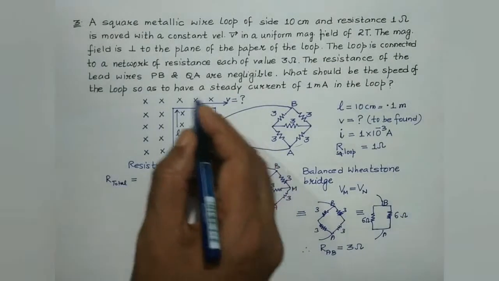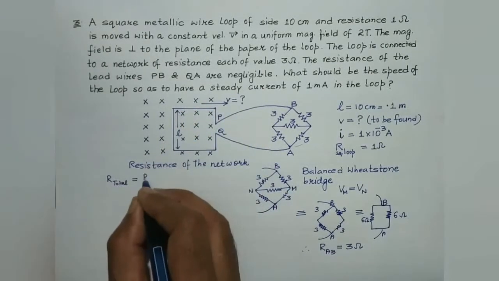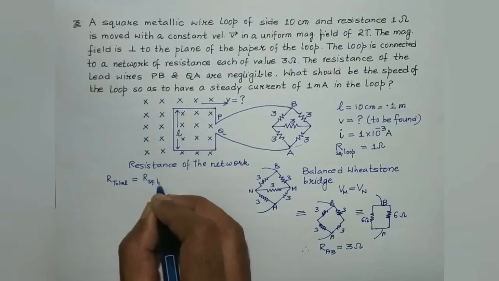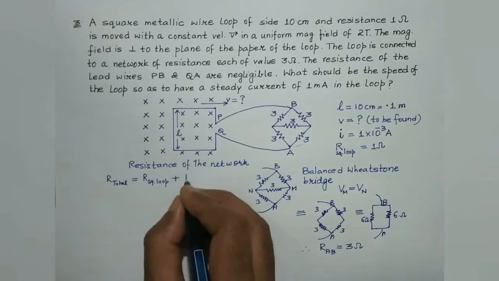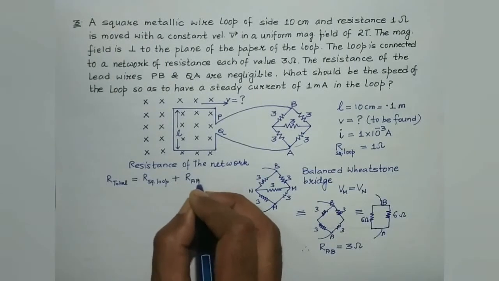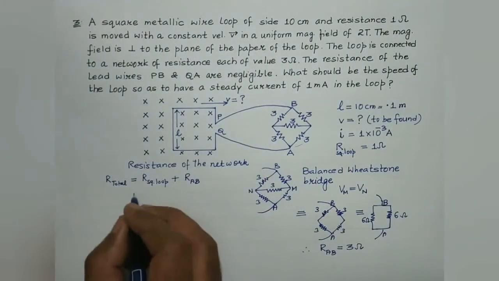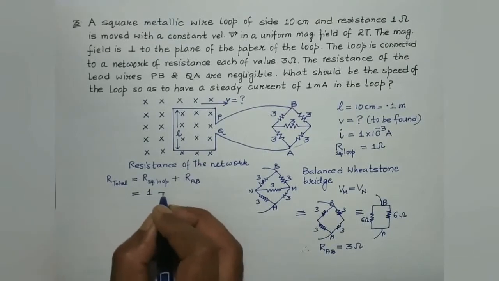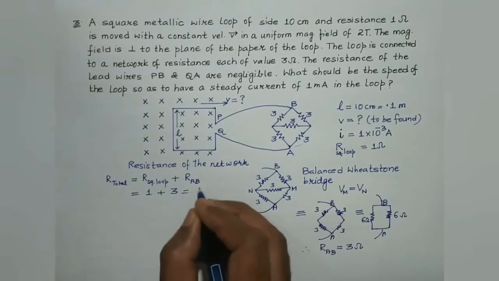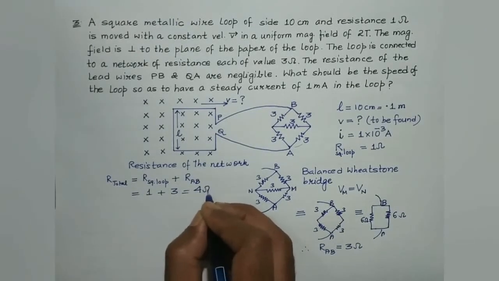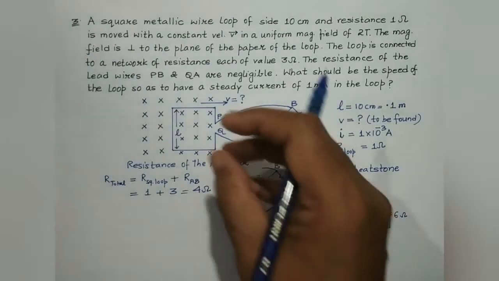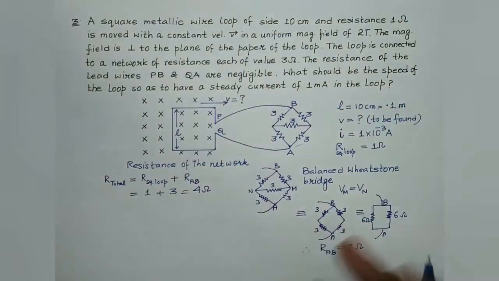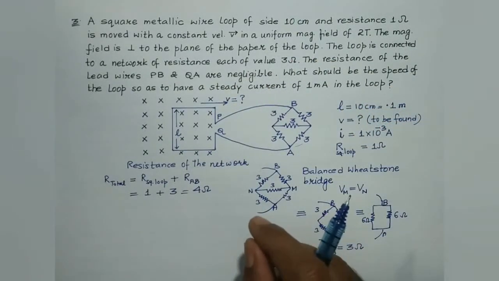Okay. So the total net resistance would be equal to the resistance of the square loop plus the resistance of this network. The resistance of this network between the points A and B, that we have calculated to be 3. So it is equal to 1 plus 3. It is equal to 4 ohm. Clear, students?